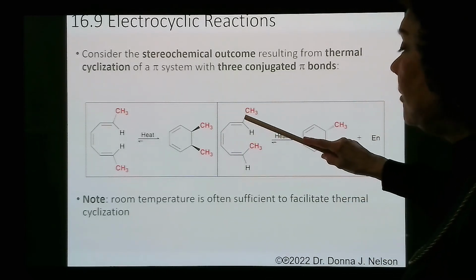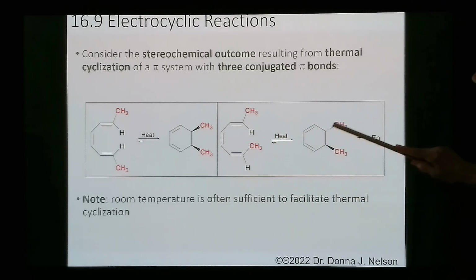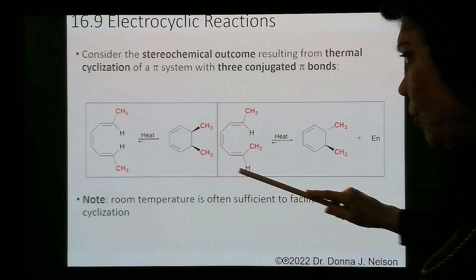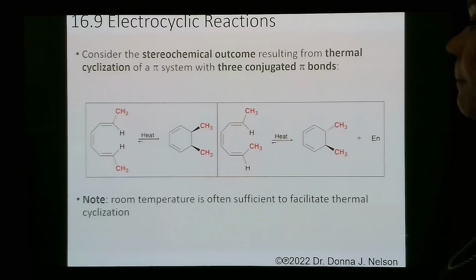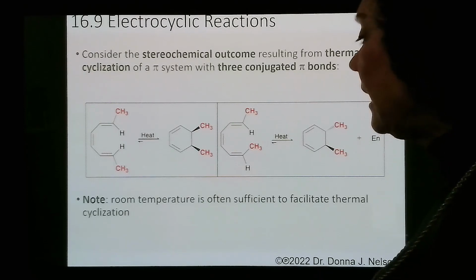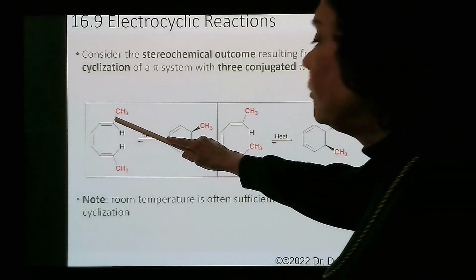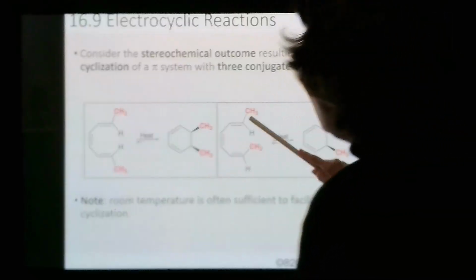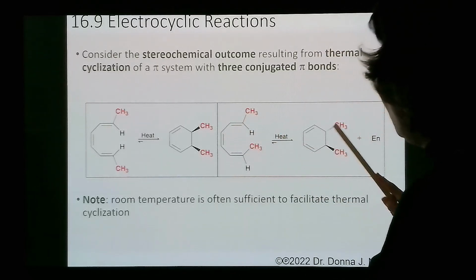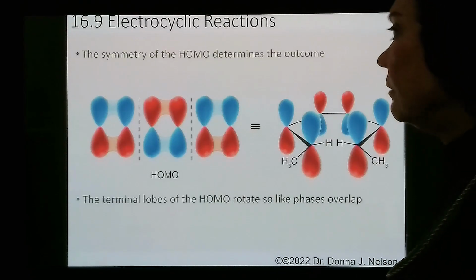If they are on opposite sides, so one is on the outside and one is pointing in, then they will be trans in the product. So in this particular pi system, because it's a 6 pi electron system, you can think of it as stereochemistry is preserved when you think of it as these are on the same side, they're on the outside, or these are on opposite sides, one's on the inside and one is on the outside. So one winds up up and one winds up down. So stereochemistry is preserved.